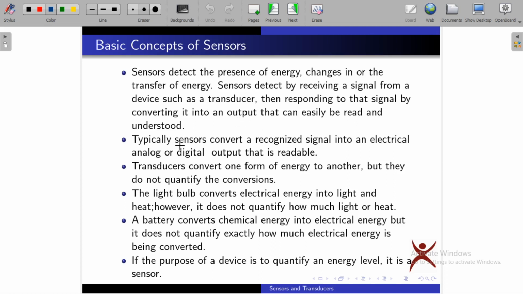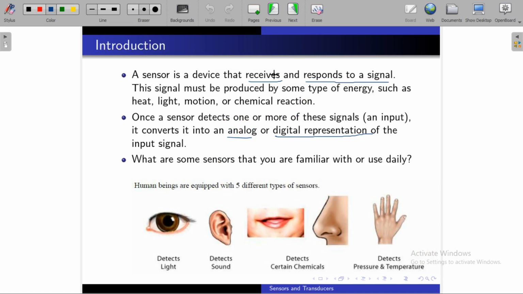So typically, sensors will receive a signal and respond to that signal. A sensor is a device which receives and responds to a signal. Detecting a signal means receiving a signal. Responding to a signal means the signal which is received by a sensor is being converted into an output with readable format.